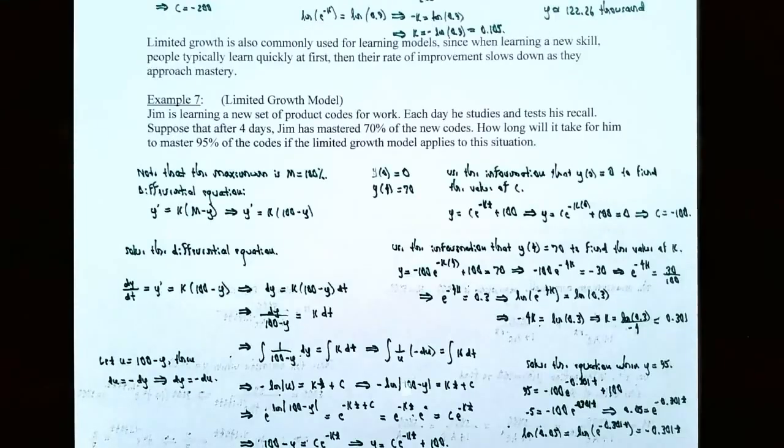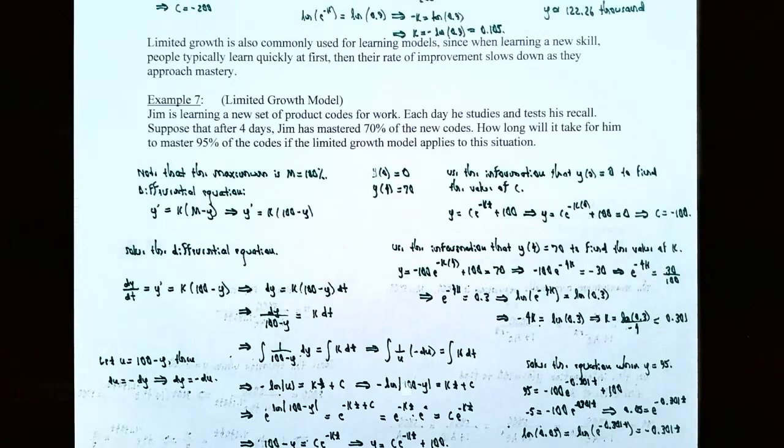Limited growth is also commonly used for learning models, since when learning a new skill, people typically learn quickly at first, and then their rate of improvement slows down as they approach mastery. So example 7, limited growth model. Jim is learning a new set of product codes for work. Each day, Jim studies and tests recall. Suppose that after 4 days, Jim has mastered 70% of the new codes. How long will it take for Jim to master 95% of the codes if the limited growth model applies to this situation? So there's a lot of information given in the problem.